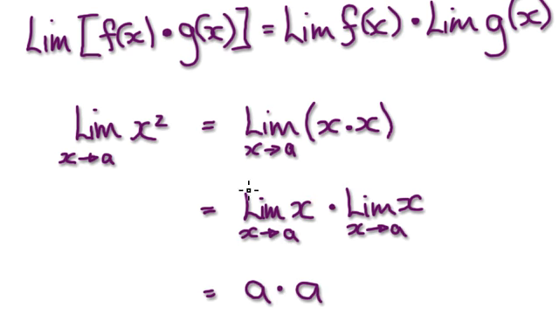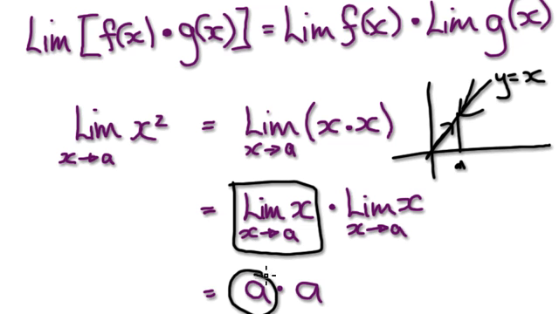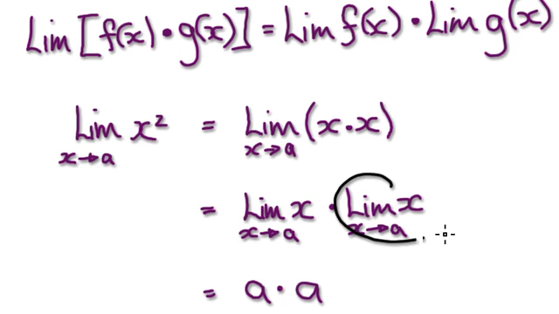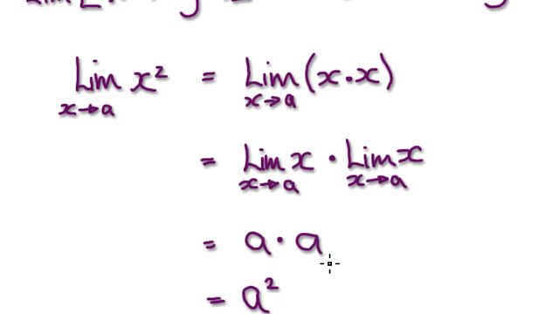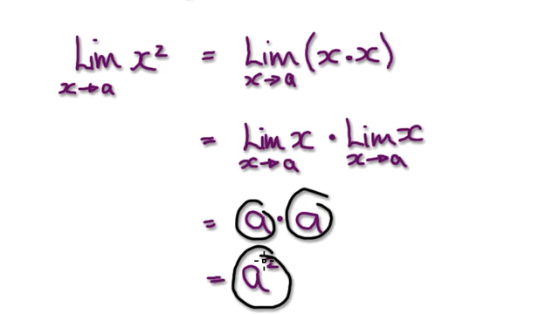Whenever you see this, visualize the function y equals x. This is your function, y equals x, and a is here. So as x approaches a, this limit will be a. I've done several videos on this. The limit of the other x will also be a. So the limit of x squared is really a times a, which is a squared.